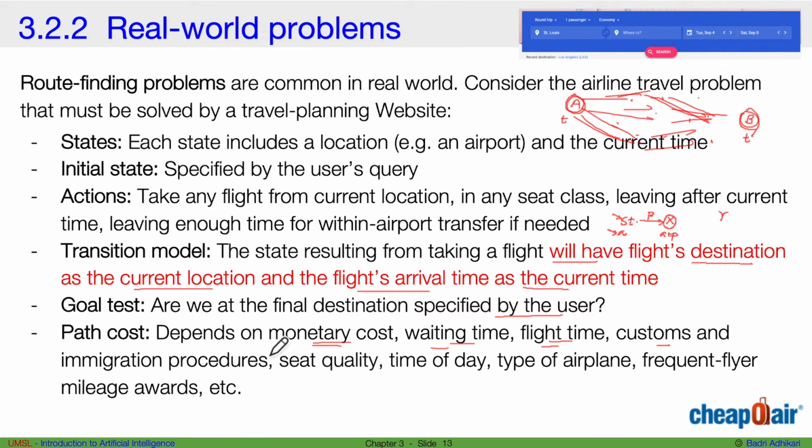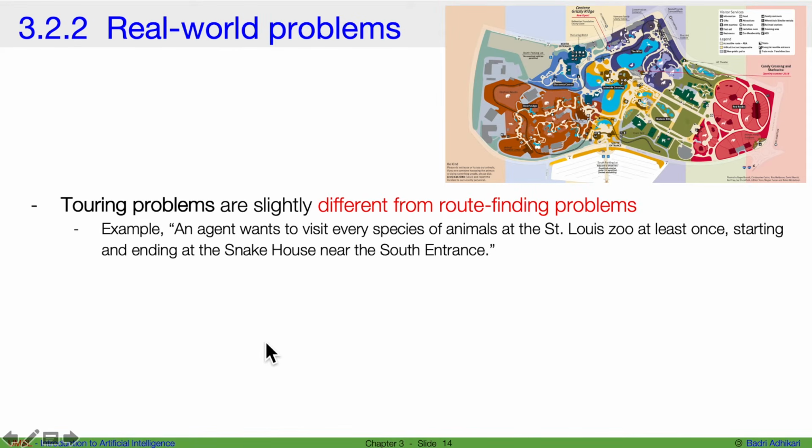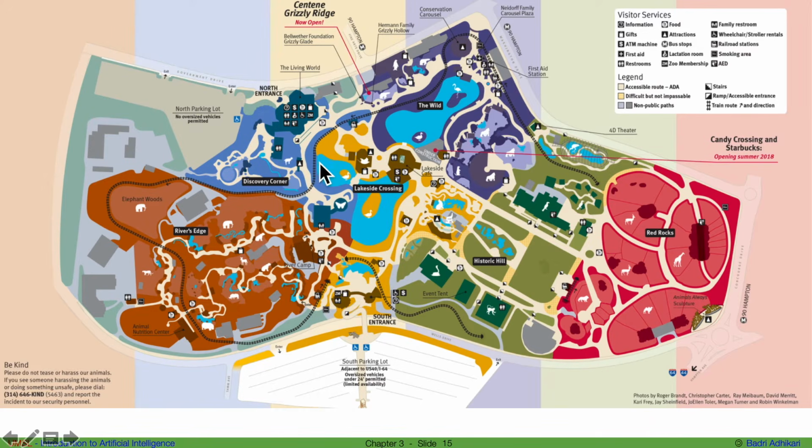Another search problem. Now, there is another class of search problems known as the touring problems, which are slightly different from the route finding problem. Here's a map of the St. Louis Zoo. Here's our south entrance. Here's the north entrance. Here's our snake house. Here's the train track, and so on.